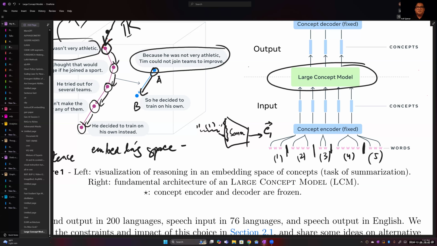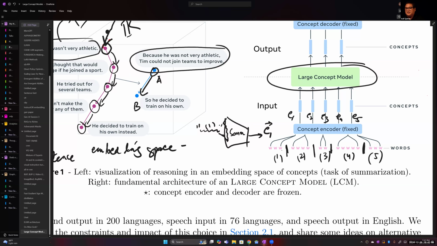And if you remember, the information bottleneck principle says that when you constrain things, you put a bottleneck in a neural architecture, the neural architecture is forced in effect to grasp the semantics, the gist of the input, so that it's able to decode that from the bottleneck, decode it back. So that is that. So now this concept encoder, it produces these vectors E1, E2, E3, E4, E5.